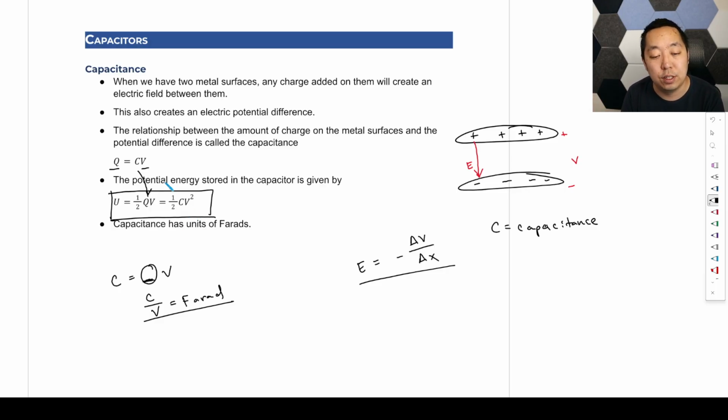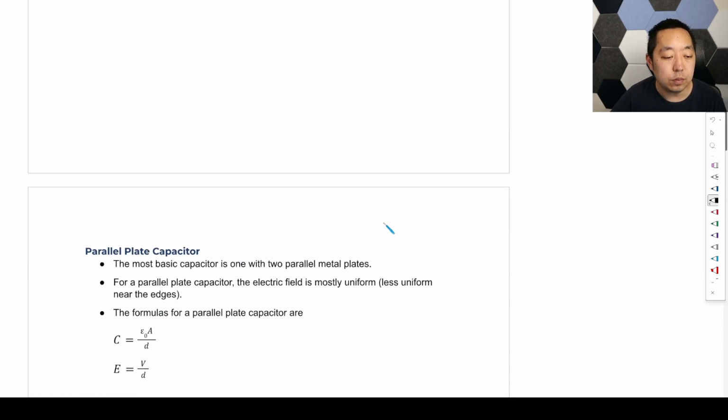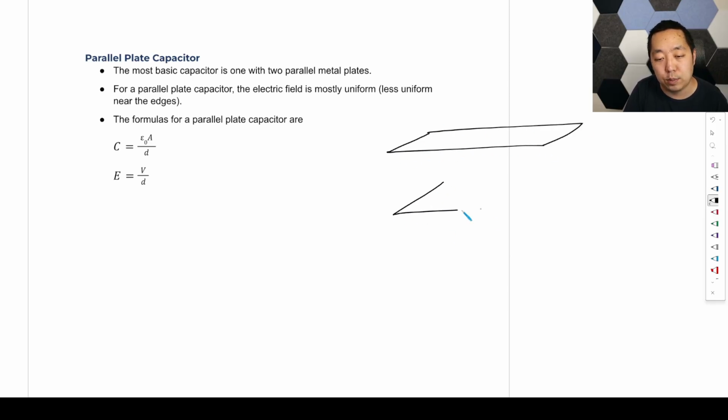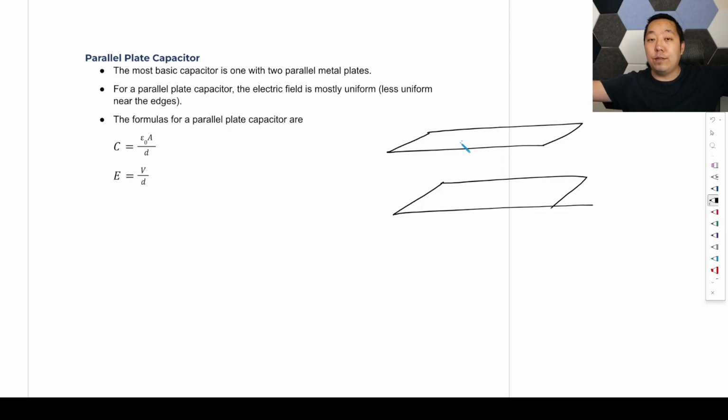Now, the most common kind of capacitor we study in AP Physics 2 is the parallel plate capacitor. This is the most basic capacitor. It has two parallel plates. They don't necessarily have to be rectangular, but they're big in area, and we assume they're very, very large compared to the thickness between them.